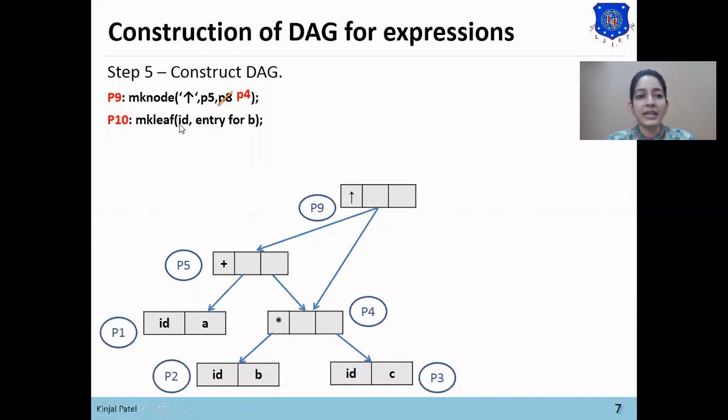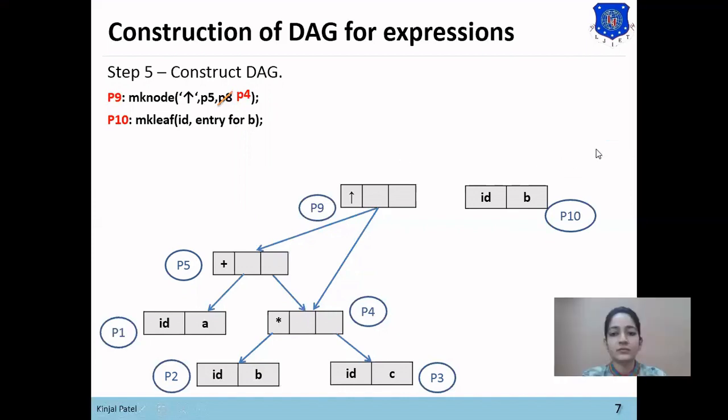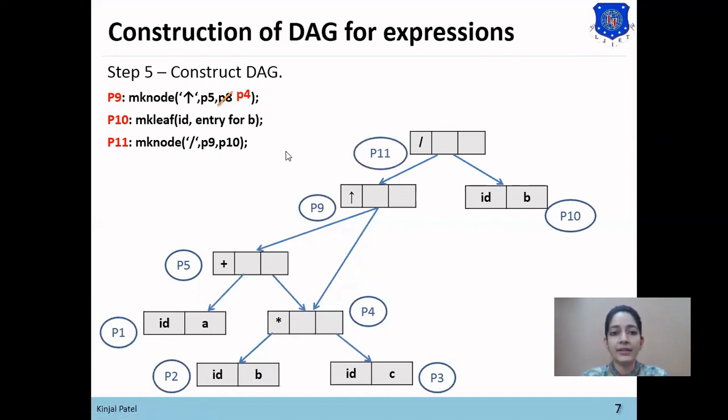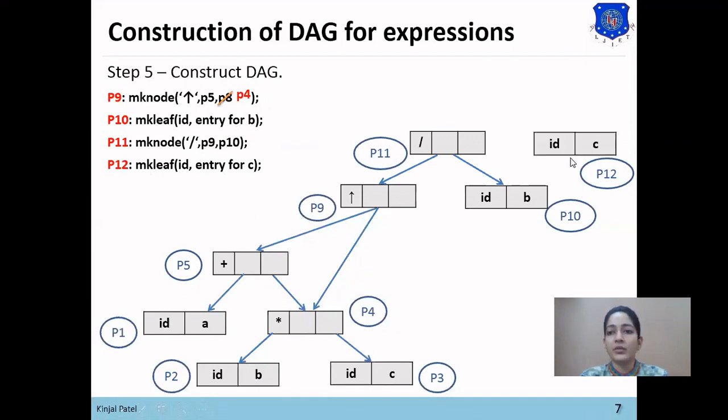Now the next function is P10, which is for entry for B. So P10 and entry for B. Now next is the division. So we'll create the division node, and the left child of the division node is P9 and the right child of the division node is P10. And this node will become P11. Now next is P12, so the entry for C will be made. So here identifier C will be made and that node will become P12.